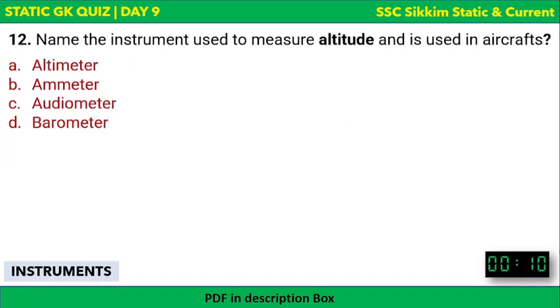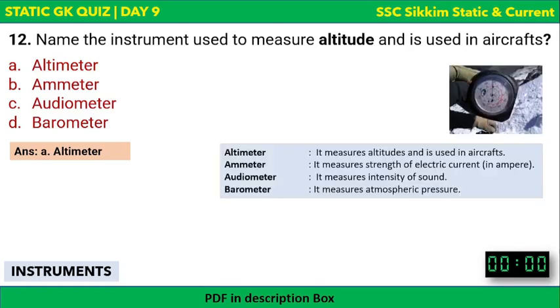Let's go to the next question. Name the instrument used to measure altitude and is used in aircraft. I think you should guess it. Easy to guess. The correct answer to this question is altimeter. Simple. Altitude, altimeter. Let's see some others. You can see the picture, altimeter here.